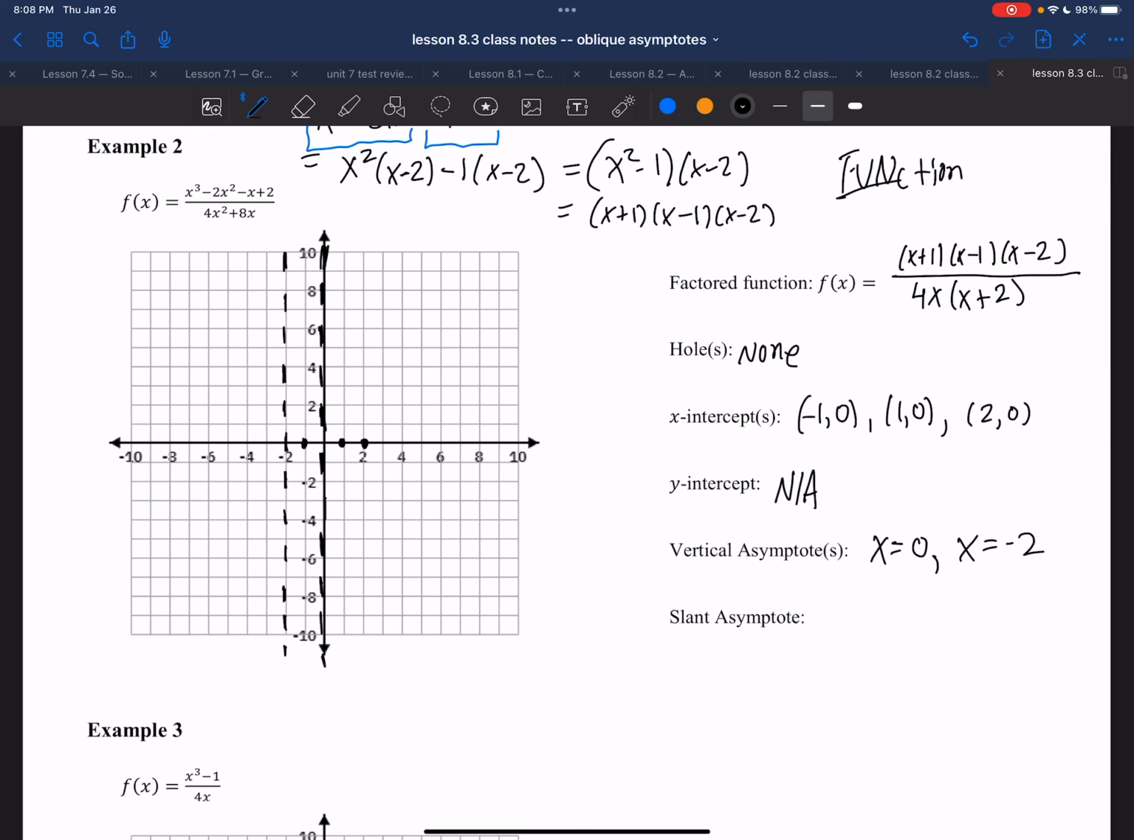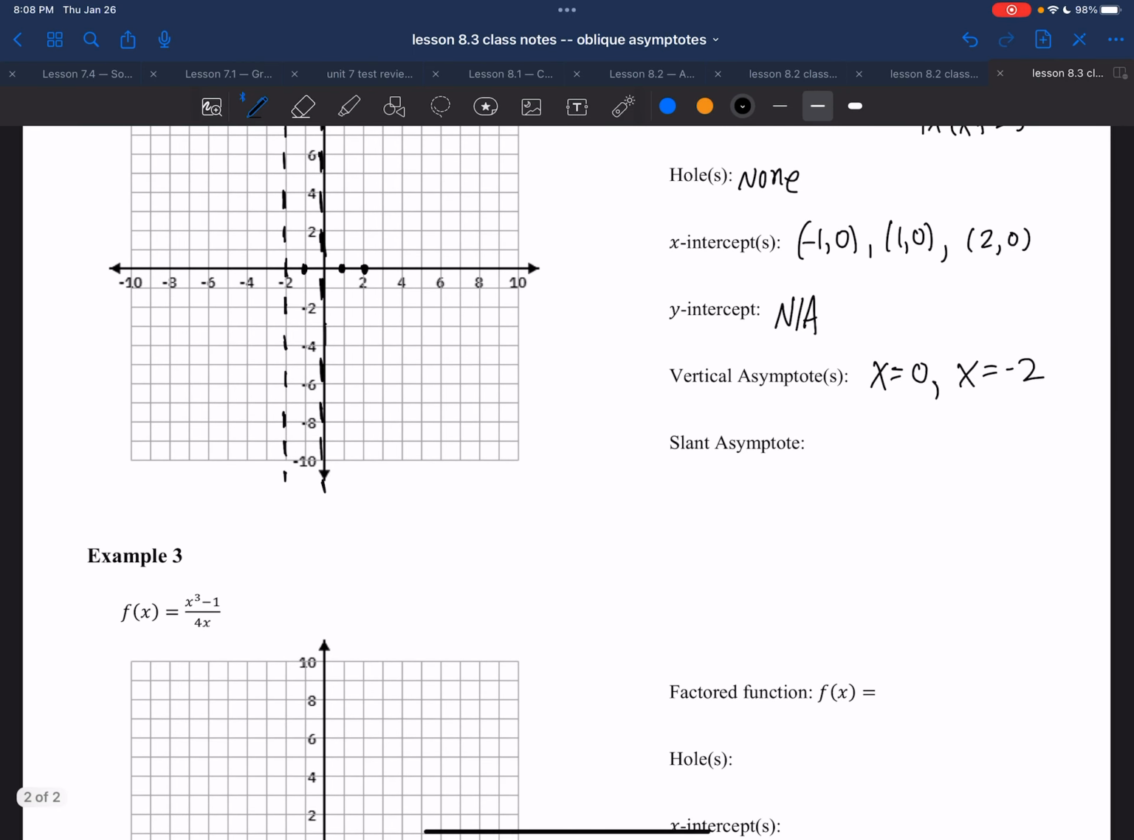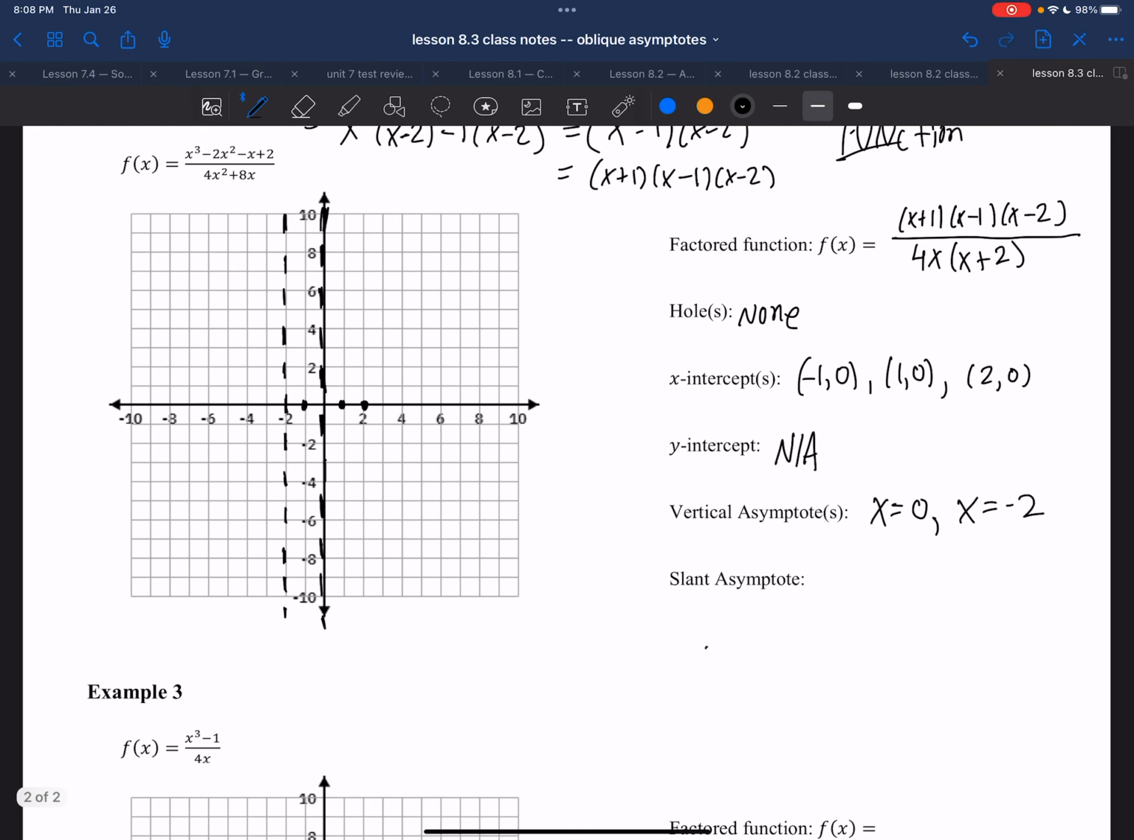Let's find the slant asymptote. The slant asymptote is going to be found using polynomial long division.